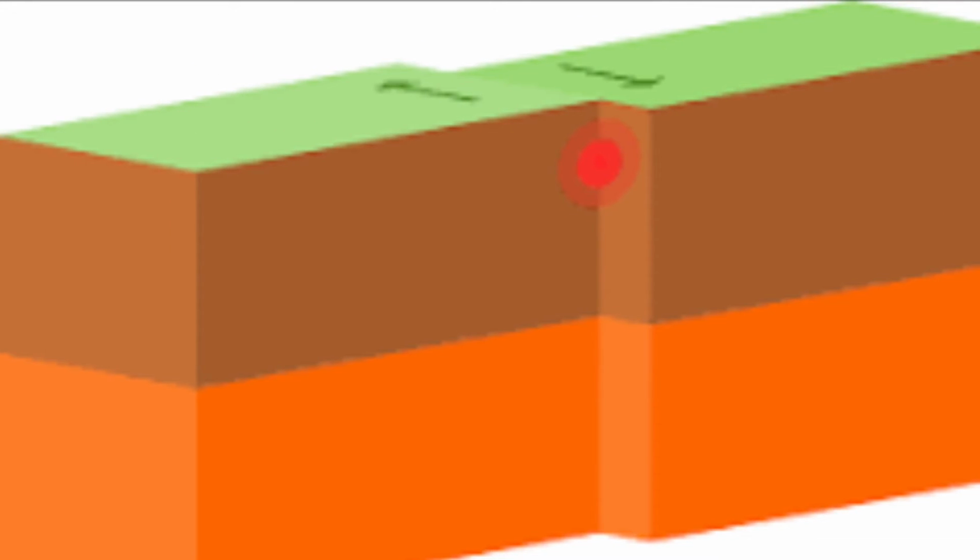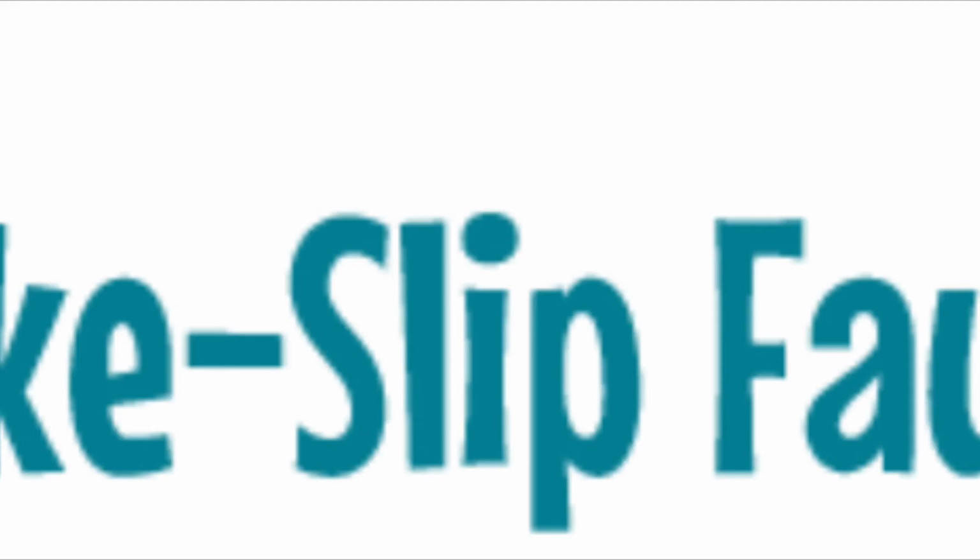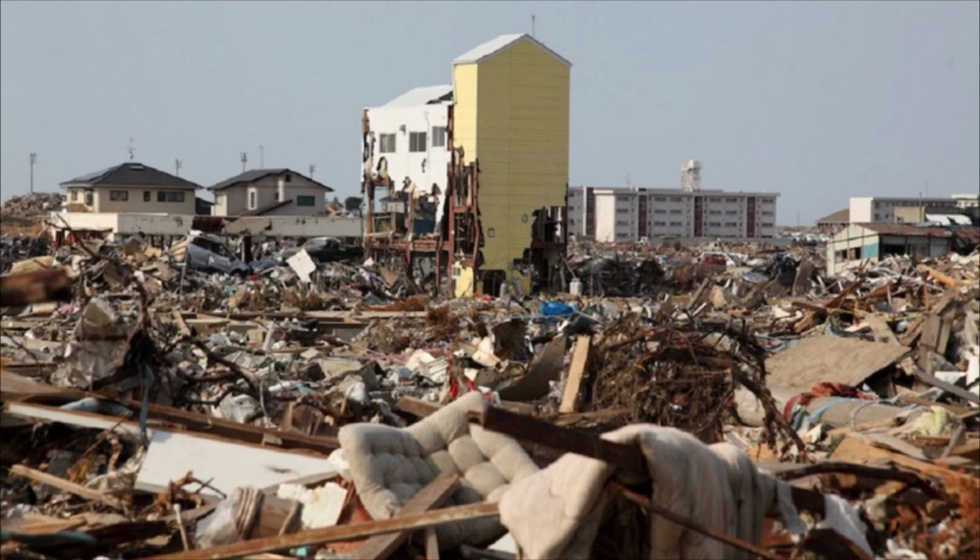Now it's the last one, the transform fault. The transform fault is where two plates slip or rub by each other. This is also known as the strike slip. The most famous transform boundary is the San Andreas fault. This means the transform fault happens mostly at the San Andreas fault.